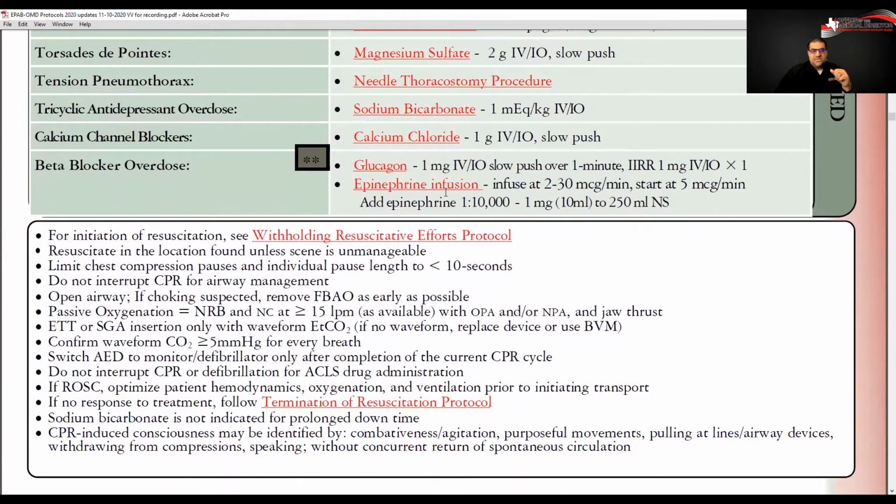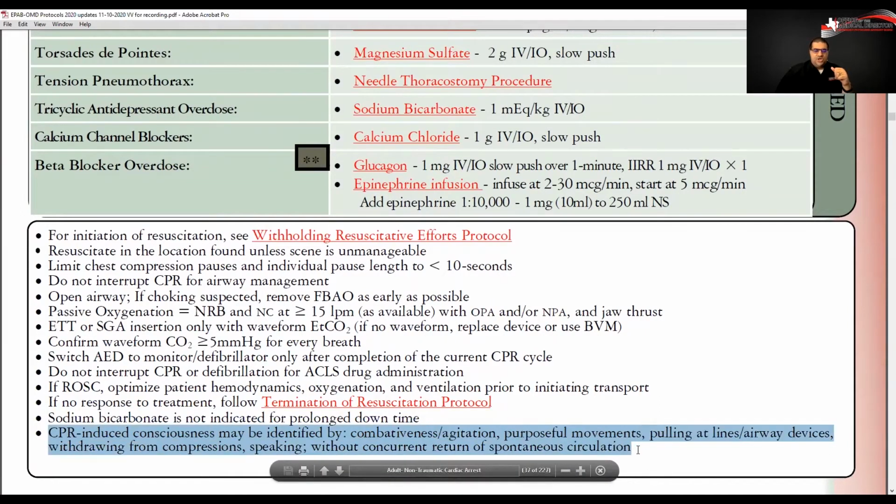The signs and symptoms of CPR-induced consciousness are outlined at the bottom here. We talk about combativeness or agitation. Purposeful movements are really a big one if they're pulling at your airway device or lines, or they're withdrawing away from compressions. But obviously, all of this is without a return of spontaneous circulation. So these things only occur while you're doing CPR. Then you can administer ketamine.